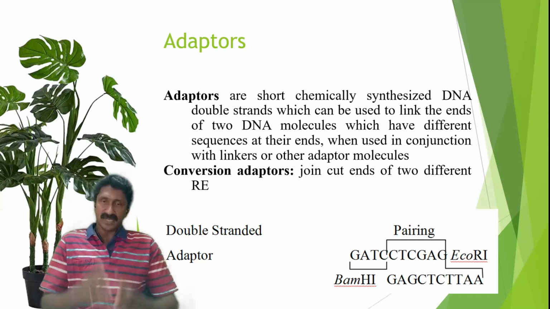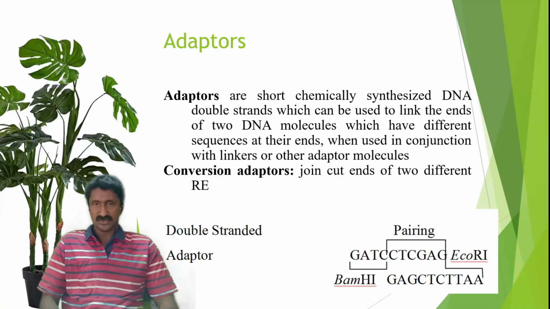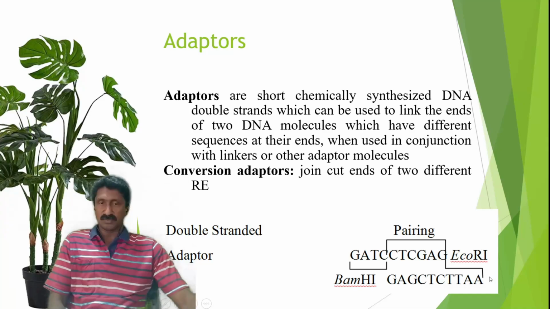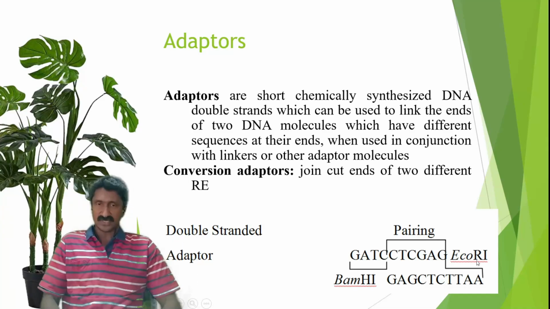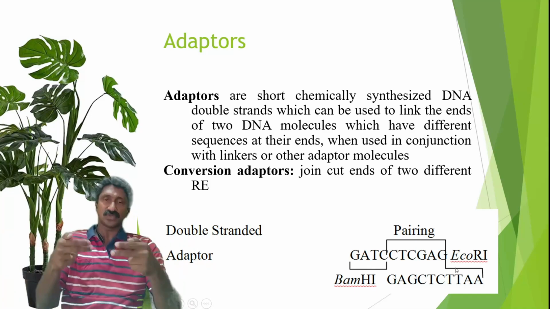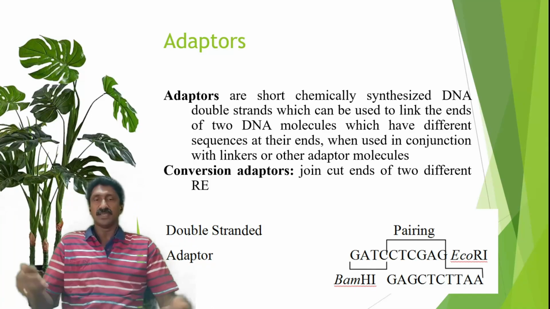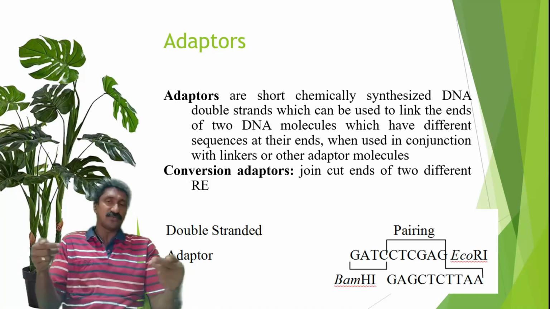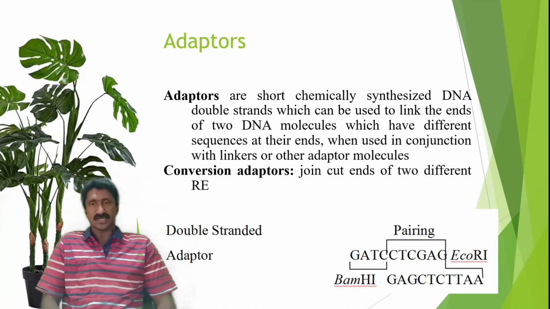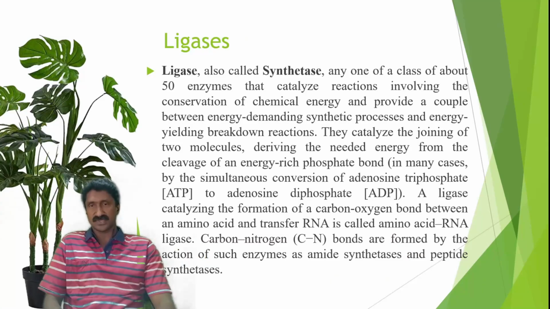Similarly, in this case, the adapter molecule will have two different ends, and that chemically synthesized adapter will have a pairing region. This pairing region will hold the strands together, whereas on both ends we'll have an EcoRI and a BamHI site, and after cleaving and preparing, this will pair with BamHI and this will pair with EcoRI. So the two different strands with two different restriction sites will now be joined together, just like two pipes of different sizes were joined together by an adapter. So this is about adapters. The conversion adapters join cut ends of two different restriction enzymes, so they are known as conversion adapters.